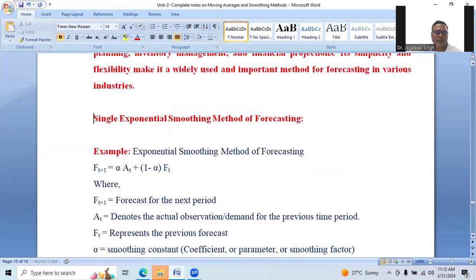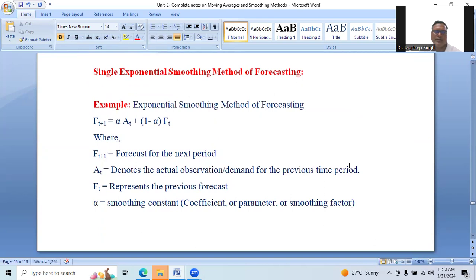The formula to calculate the single exponential smoothing method of forecasting is F(t+1). T is the time, so t+1 is for the next period. So F(t+1) is equal to alpha A(t) plus (1 minus alpha) F(t). F(t+1) is the forecast for the next period. A(t) denotes the actual observation or demand for the previous time period, and F(t) represents the previous forecast. Alpha is a smoothing constant, or it may be called a coefficient, parameter or smoothing factor.